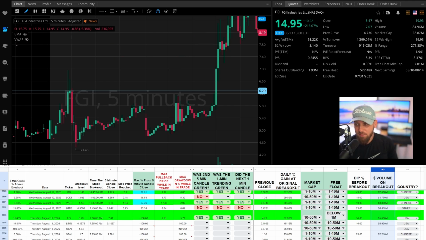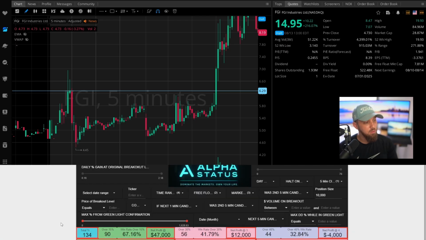So this has unlocked a new setup for me that I wouldn't have had if I wasn't tracking the dollar volume on the breakout. Now, outside of that, I started tracking the country, and believe it or not, this does have a massive direct correlation. For example, on the Greenlight special, if you're trading this setup for United States, China, and Canada, the best take profit is going to be for 15%.